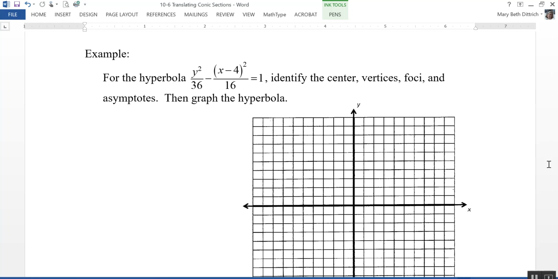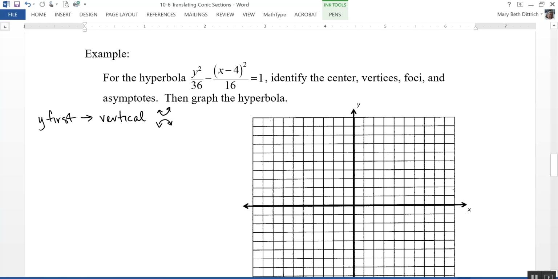Okay. Looking at this equation, I notice that y comes first. And I know that in a hyperbola, if y comes first, then it is vertical. In other words, this is going to be opening up and down. It's going to look like this and this.